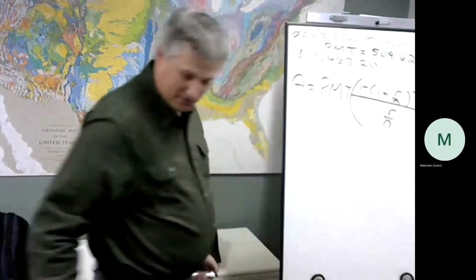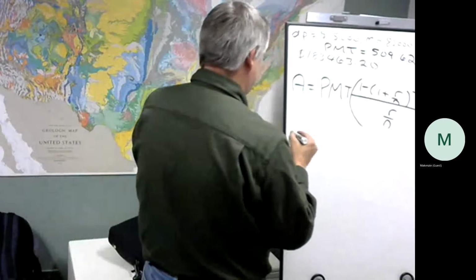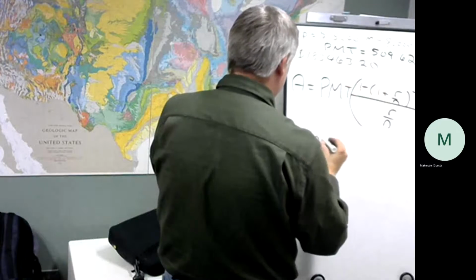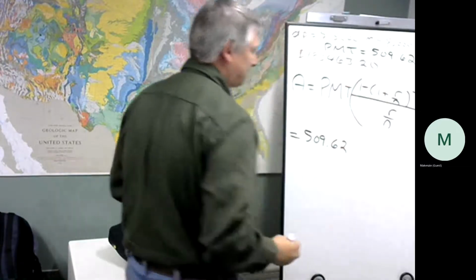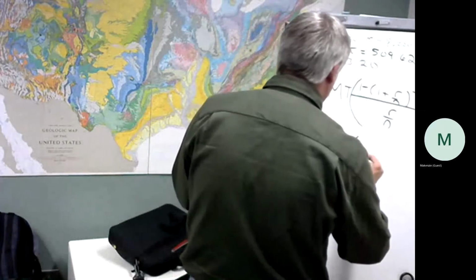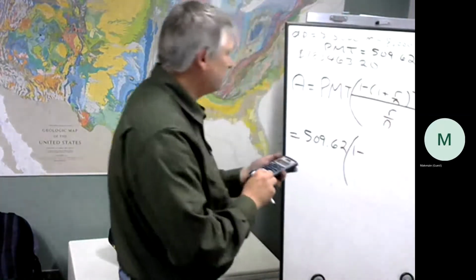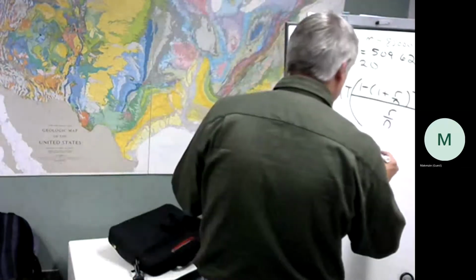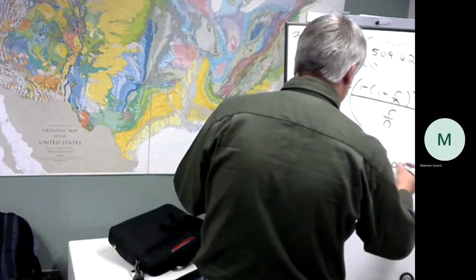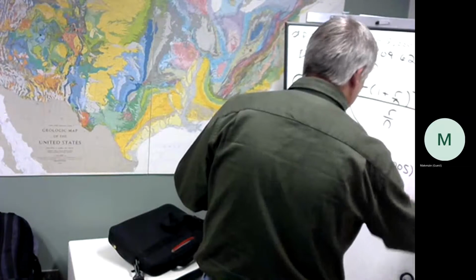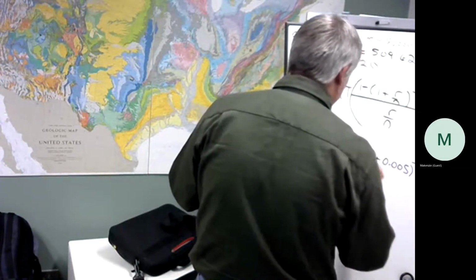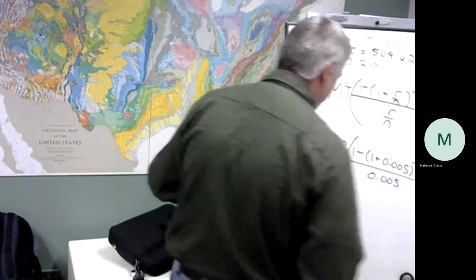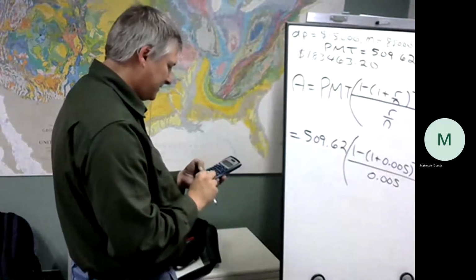So now going back to this, monthly payment, well, that was $509.62 times 1 minus, and then R over N, we had that from before. It's 0.06 divided by 12, 0.005, to the minus 240 over 0.005. So we do the same process again.